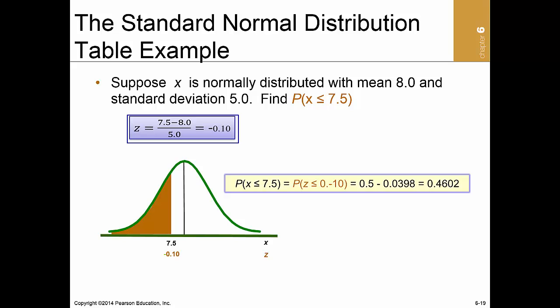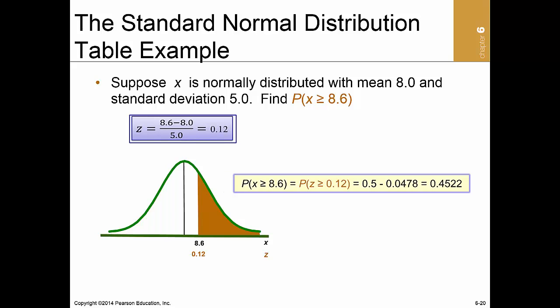In this case, we're looking for a probability of x greater than or equal to 8.6. So we're going to do the same thing. Take the whole area of the curve, 0.5, and subtract out the probability associated with x less than or equal to 8.6. And that corresponding probability is 0.0478. So the overall probability for x greater than or equal to 8.6 is 0.4522.